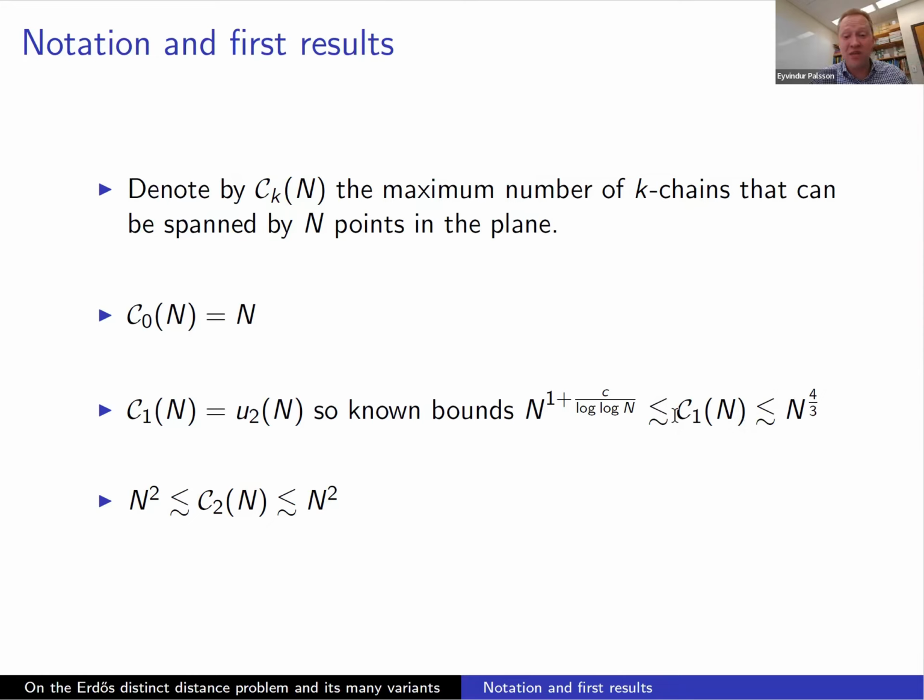And this is the same as the Erdős unit distance problem. For the hinge, we have upper and lower bounds that are both n squared. And now the question is, what can you do beyond this?